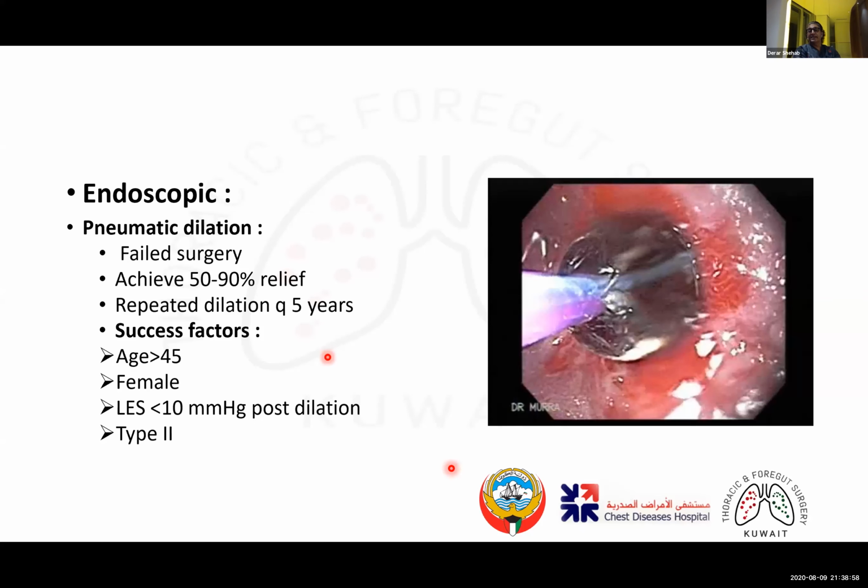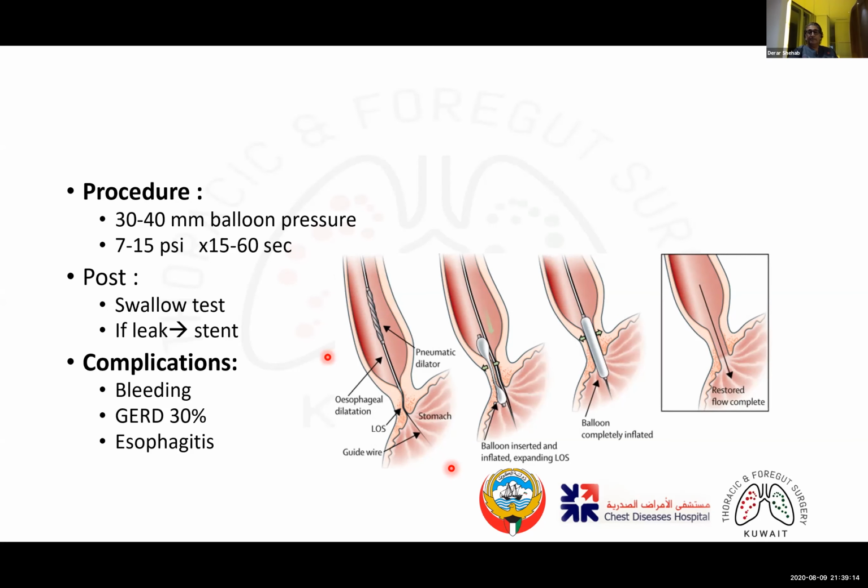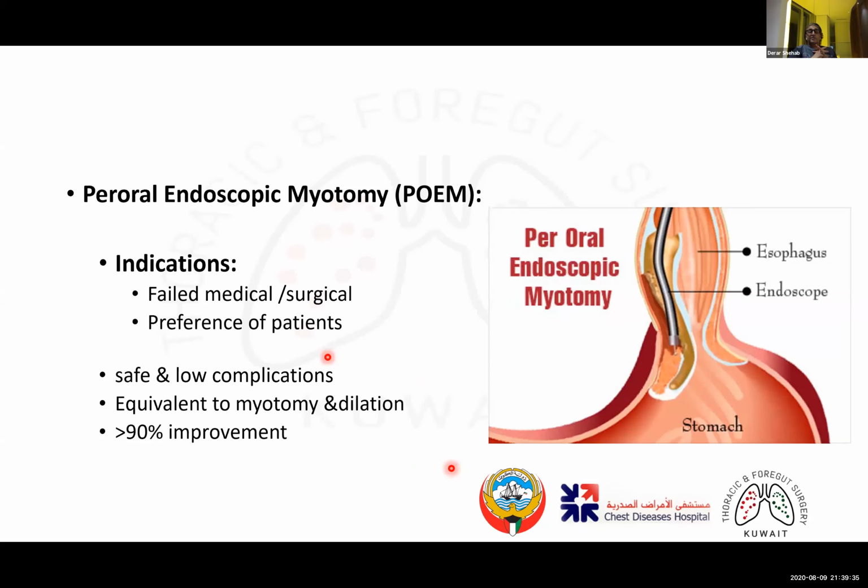But the problem with pneumatic dilatation, balloon dilatation, is that we need to do it more than once, in repeated sessions. And again, the problem with pneumatic dilatation is that it makes the surgery afterward more difficult because it creates a lot of inflammation around it. Imagine that you operate or do your myotomy on scar tissue. It's going to be really difficult, and the risk of perforation will be high during surgery.